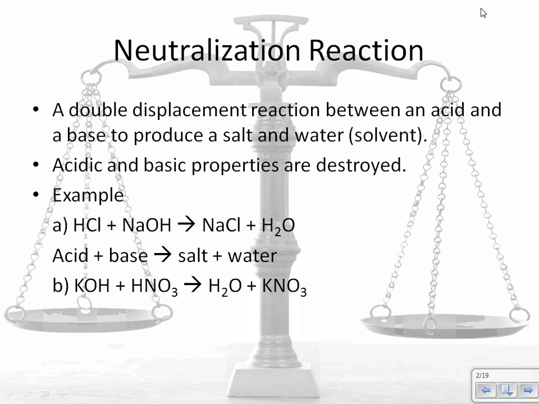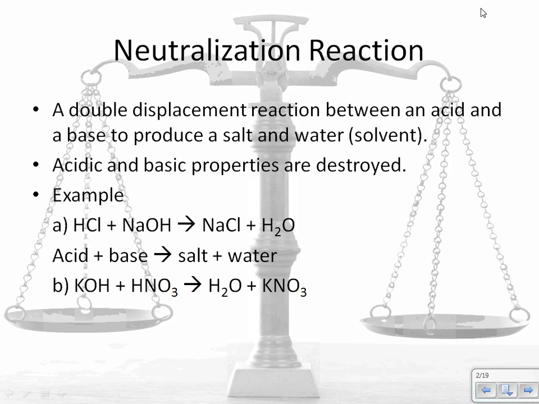So to start off, we have a neutralization reaction. You should remember from grade 11 that this is a double displacement reaction between an acid and a base, and it produces a salt and water. What usually happens is that acidic and basic properties are completely destroyed and you end up with a neutral solution. The common example we gave you last year was hydrogen chloride, or hydrochloric acid, plus sodium hydroxide gives you sodium chloride and water. So acid plus base gives you salt plus water.